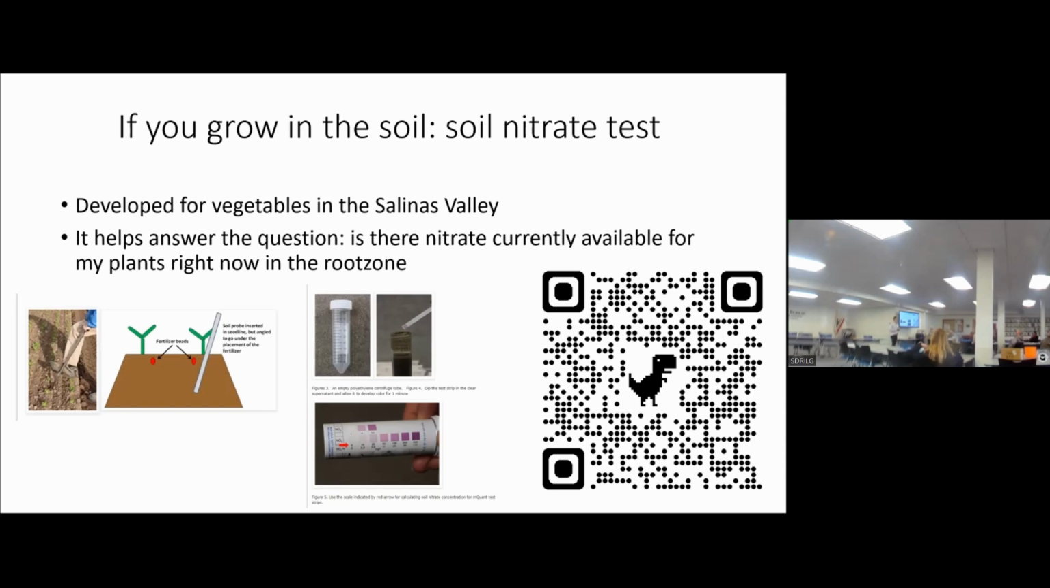If you grow in the soil, whether you grow vegetables or citrus or avocados, you may be interested in asking yourself the question, is there nitrate where my roots are? I know nothing about avocados, but I know that their root system is pretty superficial. Right, guys? Yeah. Pretty superficial. How many inches? 12 inches.